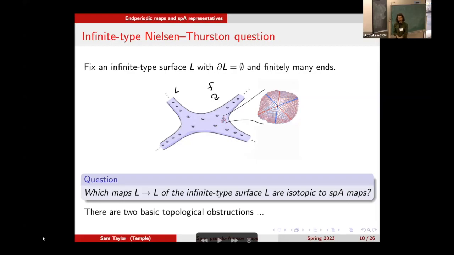That's a good question. I keep on having this picture in my head that you're basically composing this pseudo-Anosov with a Dehn twist. How is that the wrong picture? Because it's like when you're spinning it.